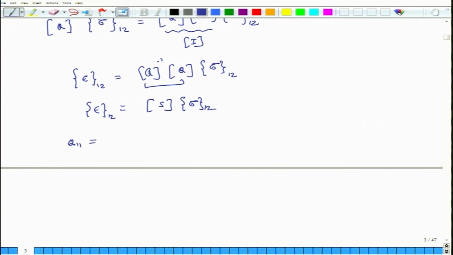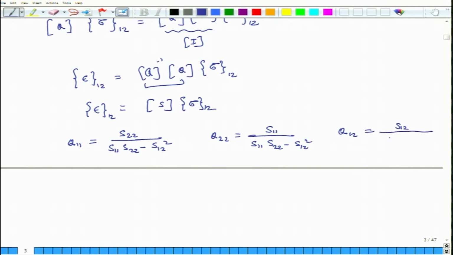If I do all that mathematics, what we find is that Q11 is equal to S22 divided by (S11 S22 minus S12 square), and then Q22 equals S11 divided by (S11 S22 minus S12 square), and Q12 equals S12 divided by (S11 S22 minus S12 square).